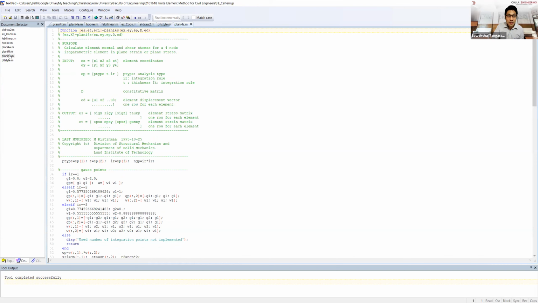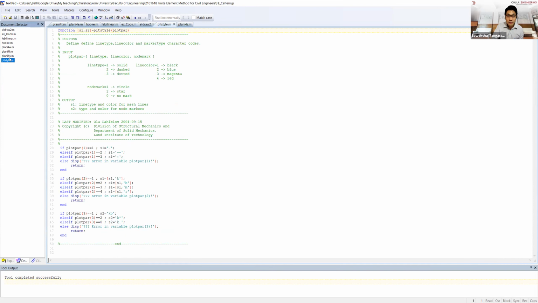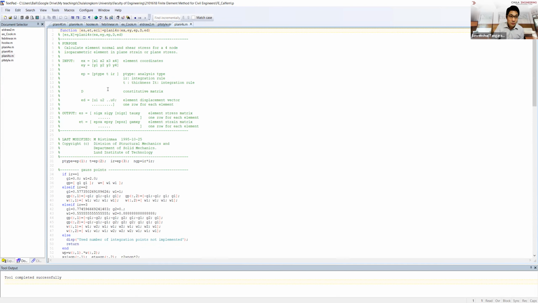For the rest of the code, once you have the displacement at each element, you can recalculate back the stress values, right? So I define the parameters here, and this is the post-processing. You can have the stress values. ES is the stress value, and there are the strain values. You can use the stress value for each element to calculate the von Mises stress, right?